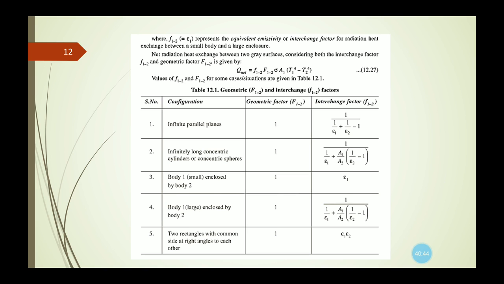So this is the end of today's lecture, and in the next lecture we will continue from here. We will solve some numericals based on this formula of the interchange factor and the net radiant heat exchange formula, and there is also the electrical network analogy for thermal radiation systems. All these things we will discuss in the next lecture. So this is the end of this lecture.